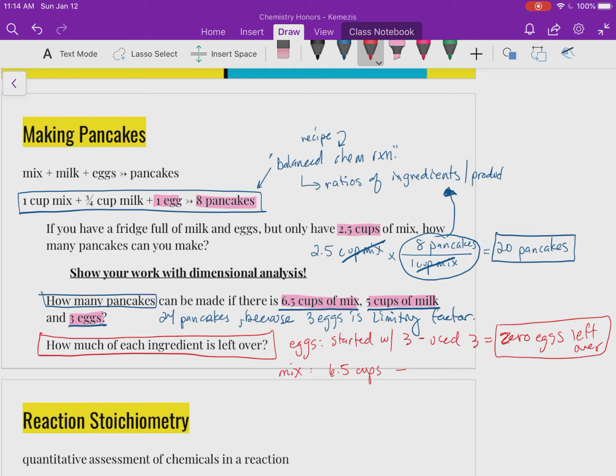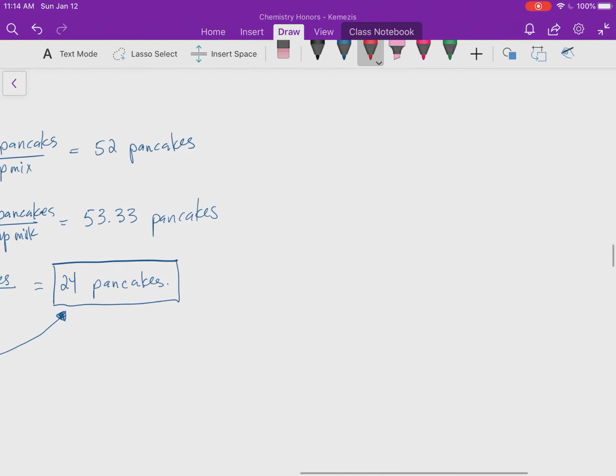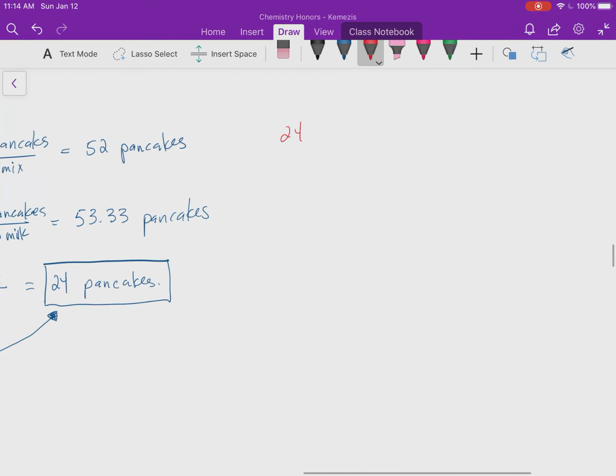And the way that we're going to do this is with another dimensional analysis, but we need to know what to start with, okay? So the thing that we tend to start with is the amount of pancakes that we actually made, right? So I made 24 pancakes. So in order to figure out how much mix we used, we can work backwards, right? I made 24 pancakes. I know the ratio is for every 8 pancakes, I need 1 cup of mix, and therefore we used 3 cups of mix, right?